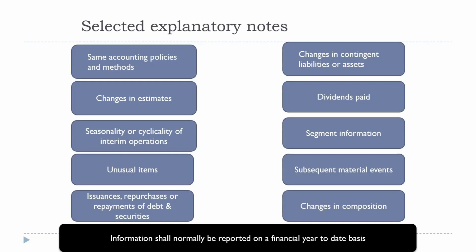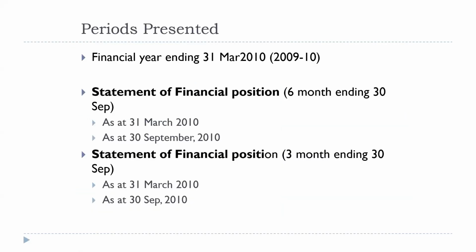Information shall normally be reported on a year-to-date basis. Year-to-date basis, if you are presenting an income statement, is beginning from one period to another, year-to-date. So we'll be presenting two sets for the income statement: one interim report, one year-to-date. I'll discuss it. What does it mean?